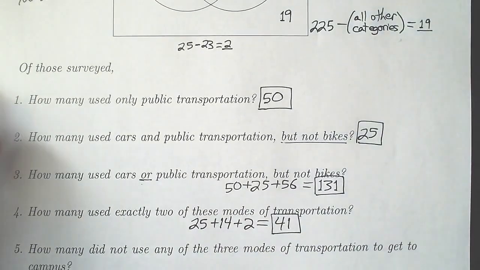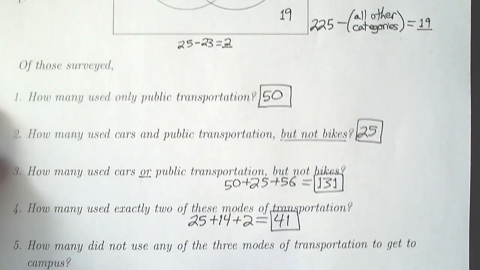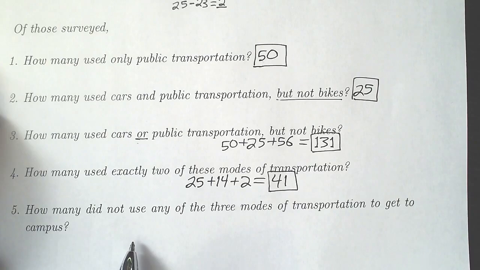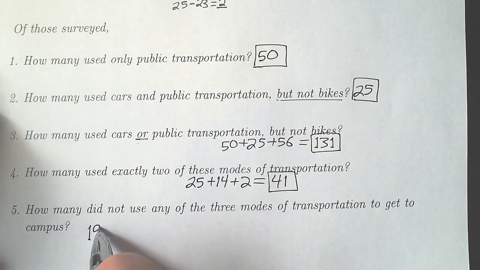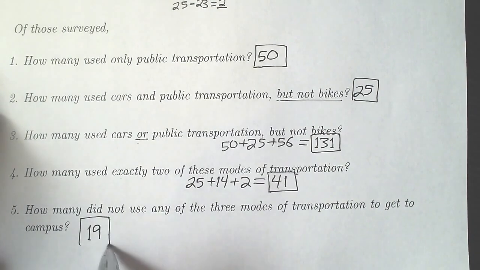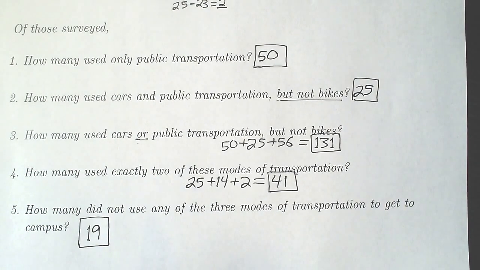It doesn't say which 2, it just says any 2. And finally, how many did not use any of these 3 modes? Well, that's the number we found above to be 19. It was students who were not in any of those 3 circles. And this could be students who live close enough to campus to walk, and maybe they were surveyed and said, I don't use cars or public transportation or bikes. Maybe they just walk.